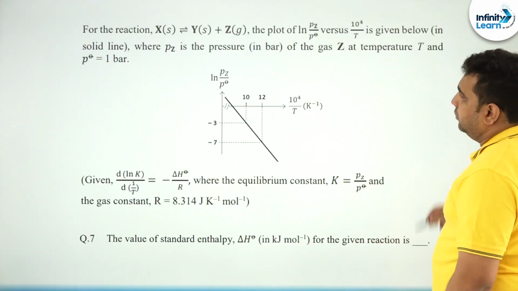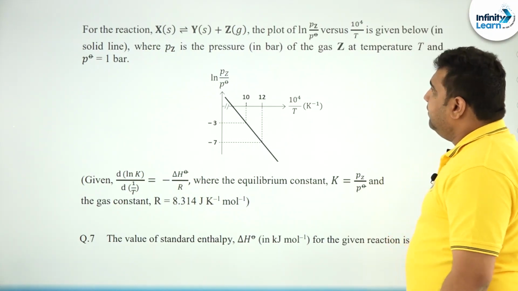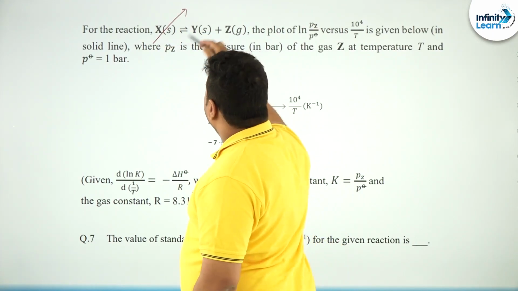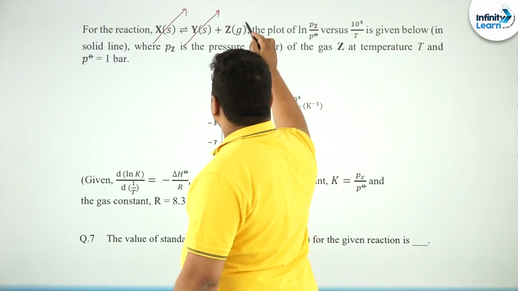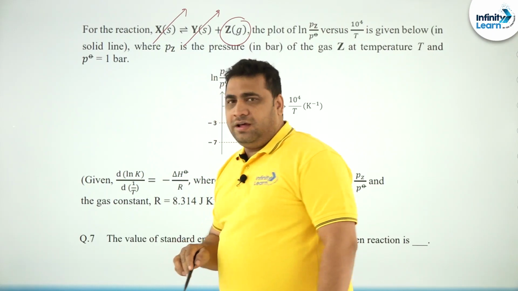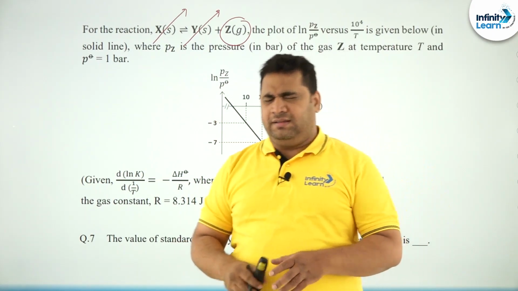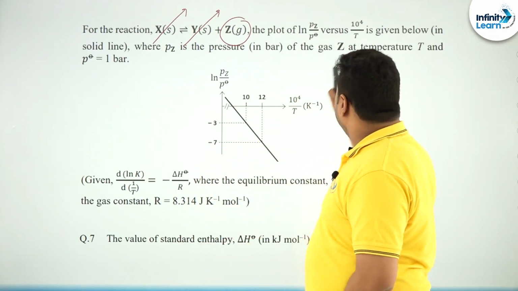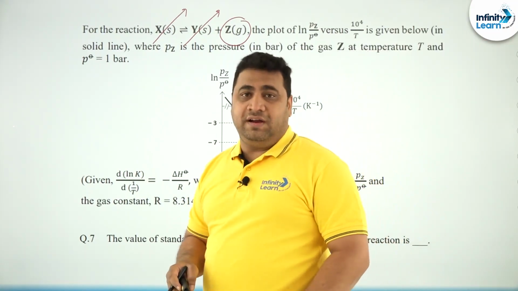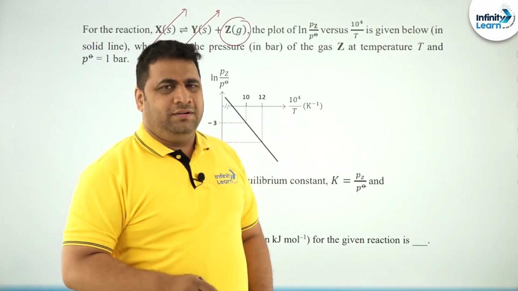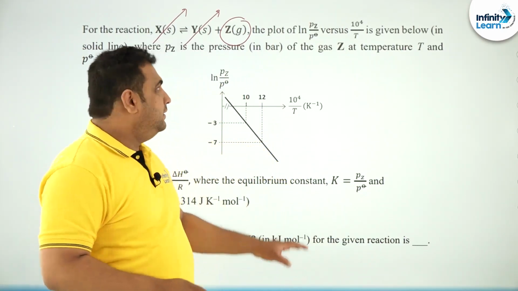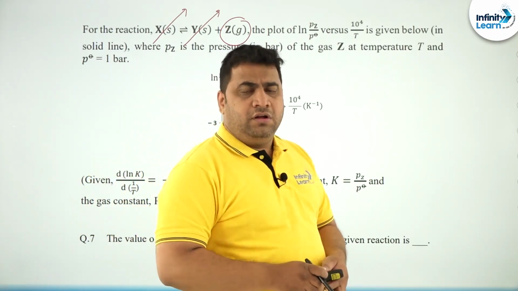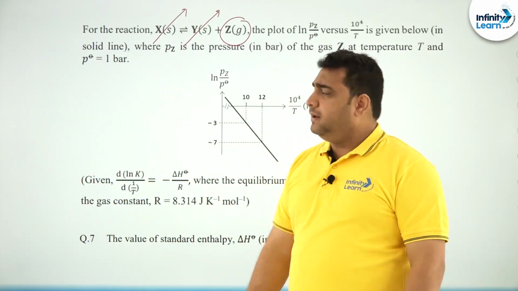So, the next question is question number 7. For the given reaction, X is solid, neglected, Y is solid, neglected, Z is a gas. You know, when I was reading this question, for a fraction of a second, I did not see this Z. When I saw this Z, in my mind compressibility factor came, but here Z is not the compressibility factor, Z is a gas, remember that. It is a confusing type of question, right.